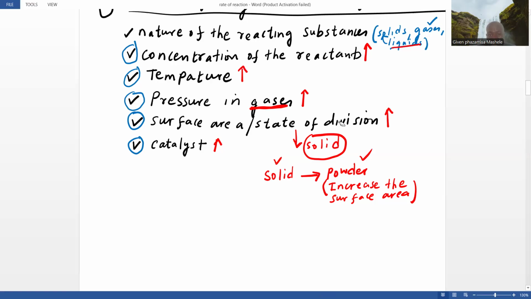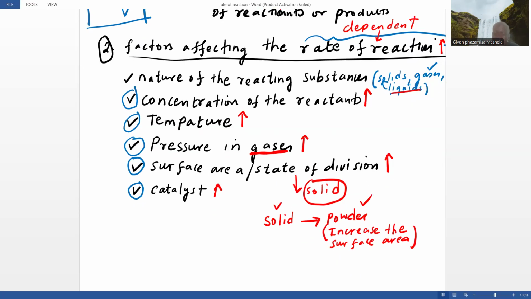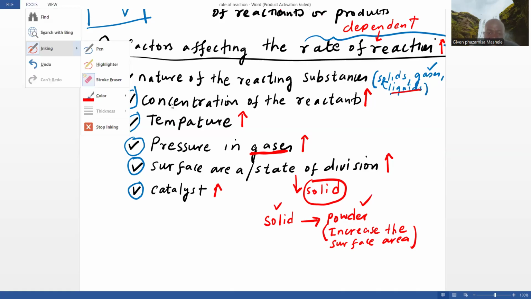So the factors that affect the rate of reaction, as I mentioned, are the nature of the reacting substances, the concentration of the reactants, the temperature, the pressure in gases, the state of division or surface area, and also a catalyst. A catalyst is a substance that speeds up or increases the rate of reaction without undergoing any permanent change, by lowering the activation energy. We'll talk about this.